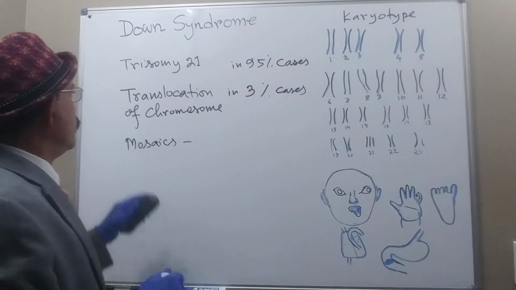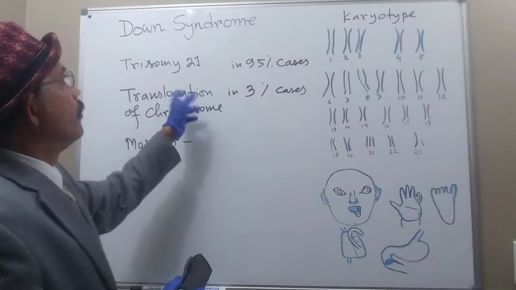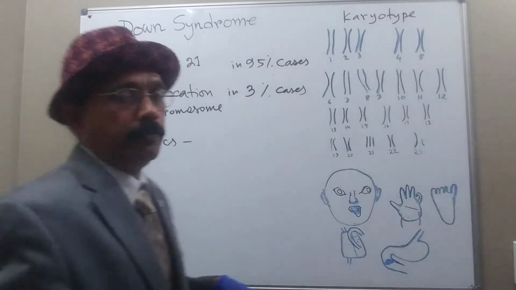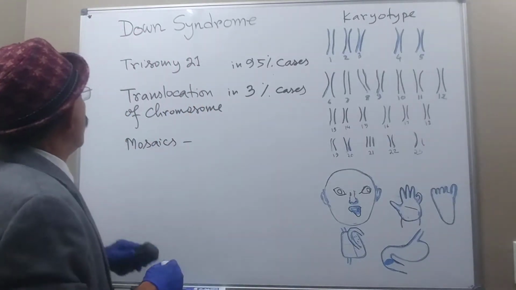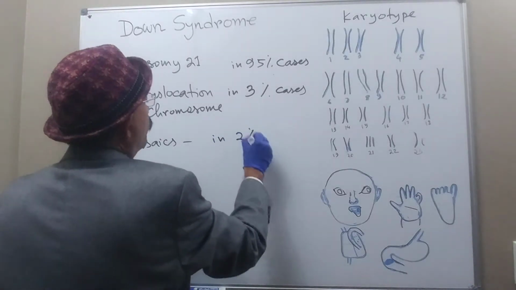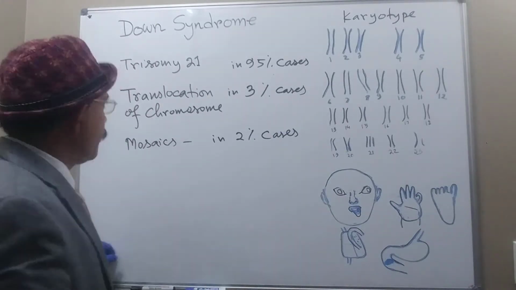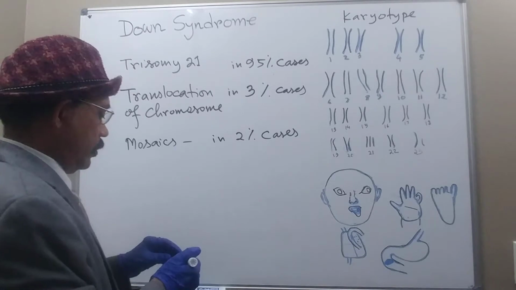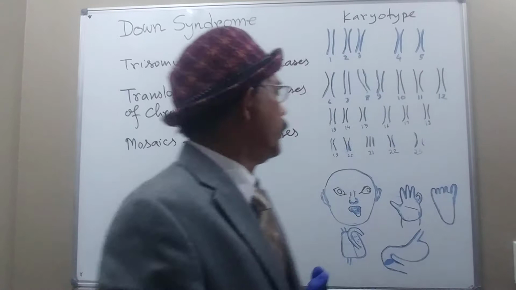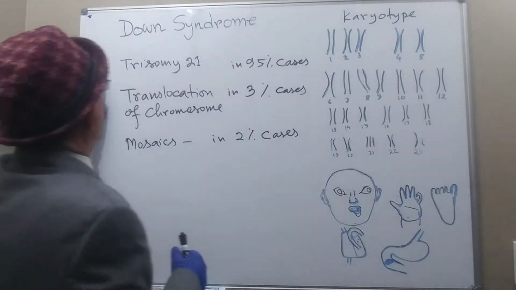In case of translocation of chromosome, this person may be a carrier for future Down syndrome. So we got 3 types. Mosaic is found in 2% of cases. We get trisomy 21 translocation to chromosome number 14 or chromosome number 22.